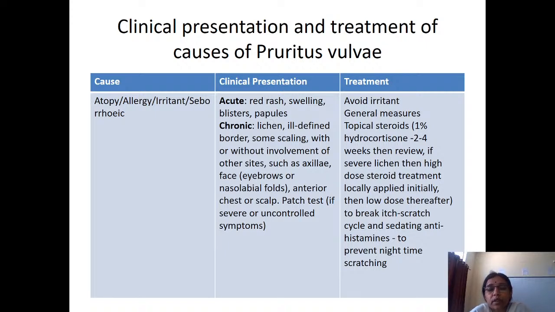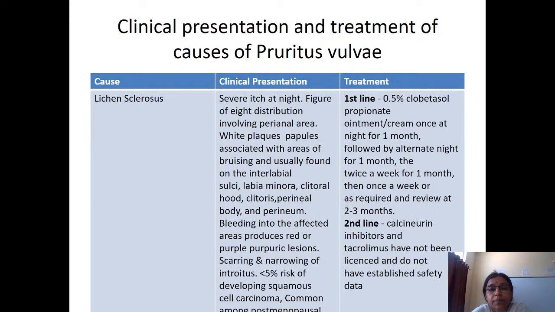And then to break the itch-scratch cycle, these women, apart from steroids, need even antihistamines, particularly to prevent the nighttime scratching, so that they can have a good sleep. So this is the treatment for these atopic or allergic conditions.